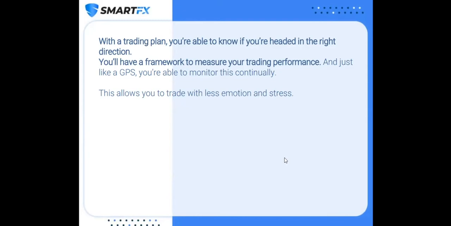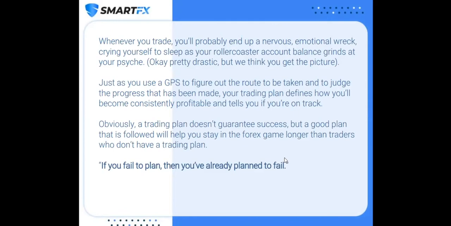As humans, God has given us two things: one is the brain and one is the heart. Whenever our brain is saying something, our heart will say something else, because we are emotionally connected. So when you are trading, you should have a trading plan which helps you have less emotion and less stress. Otherwise, you will probably end up a nervous, emotional wreck, crying yourself to sleep, on a roller coaster ride.